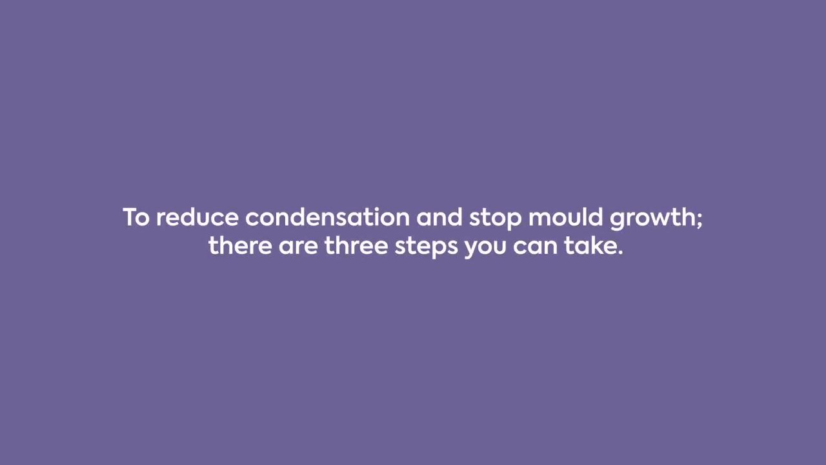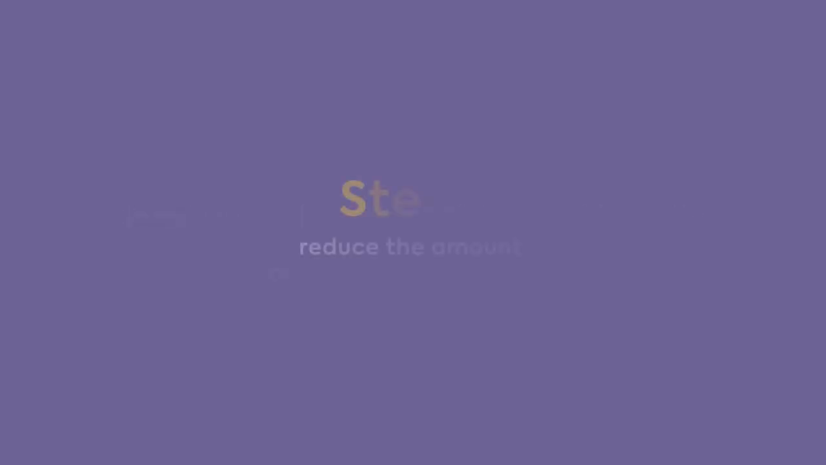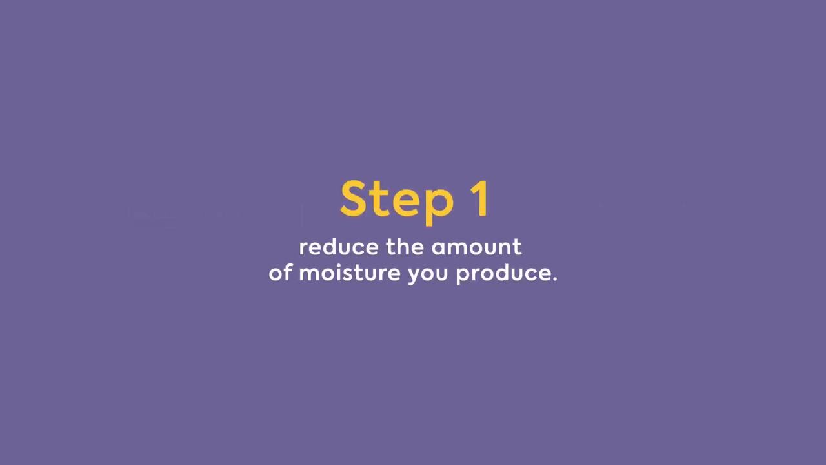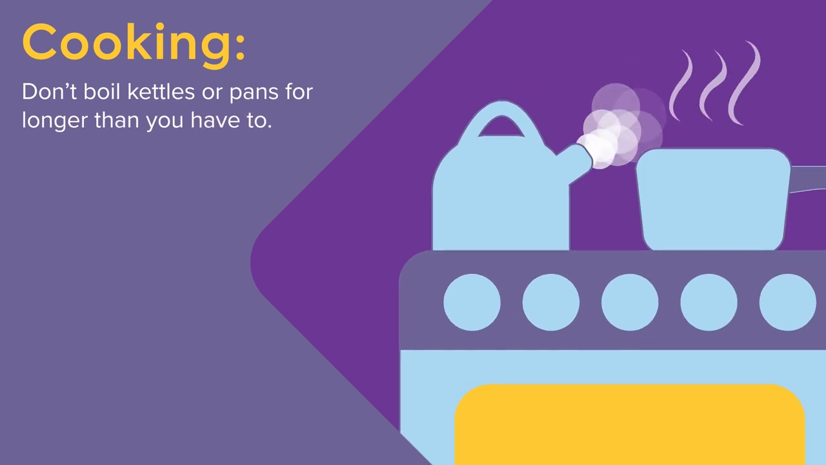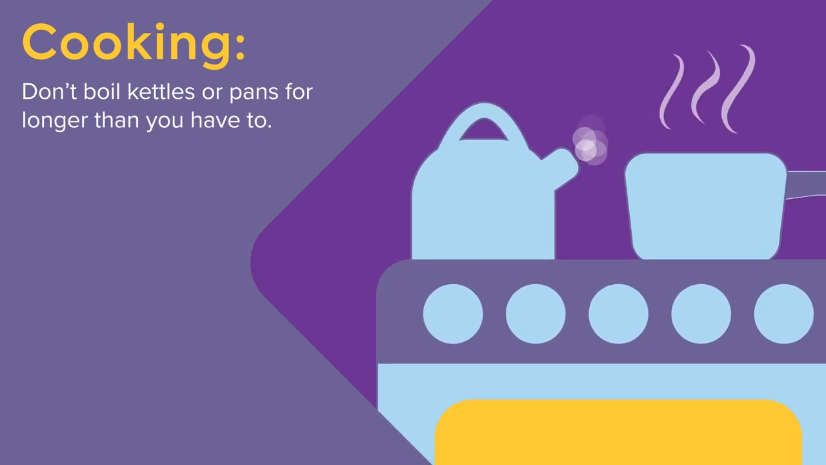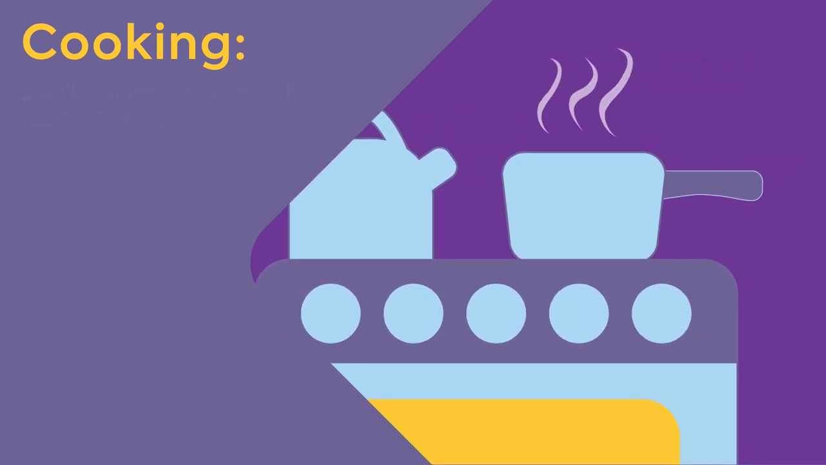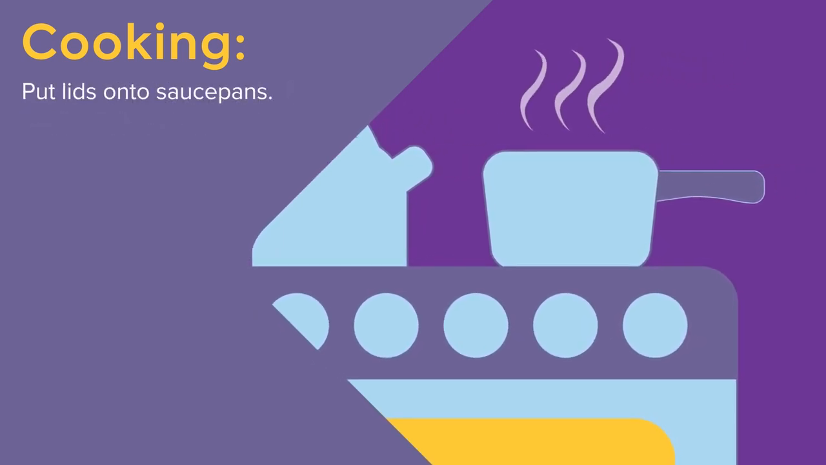To reduce condensation and stop mould growth, there are three steps you can take. Step 1. Reduce the amount of moisture you produce. Cooking. Don't boil kettles or pans for longer than you have to. Put lids onto saucepans.